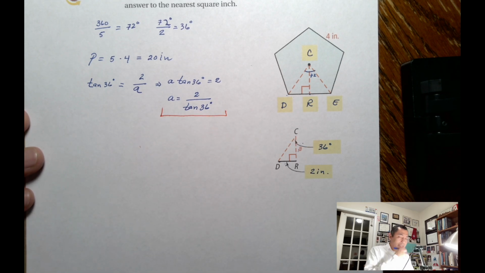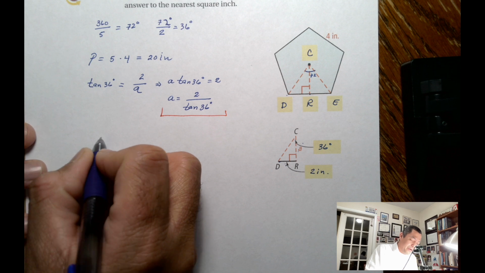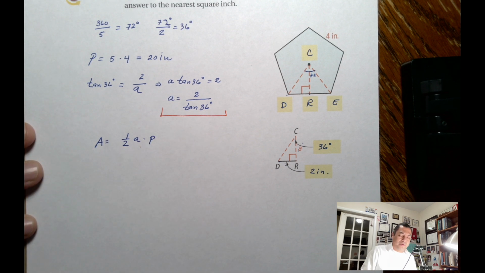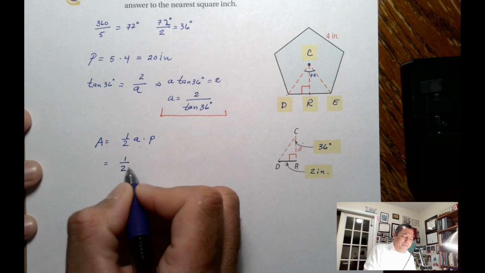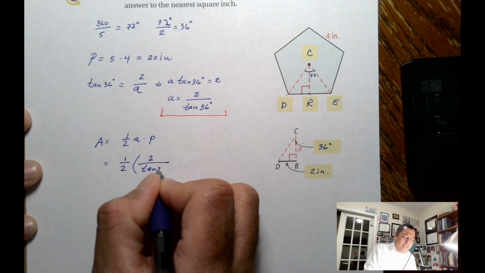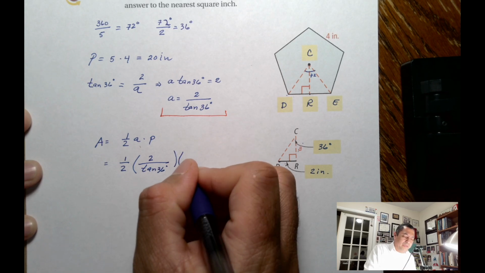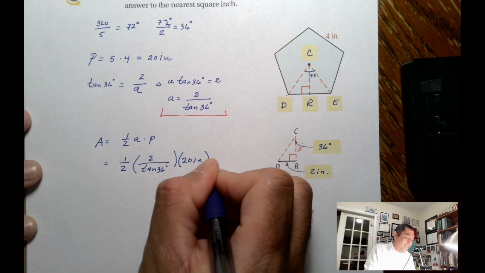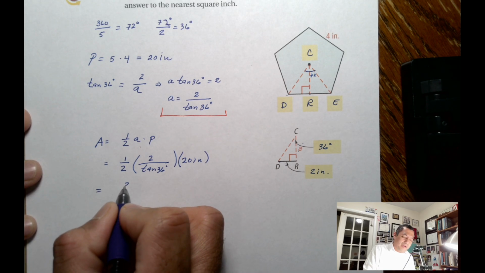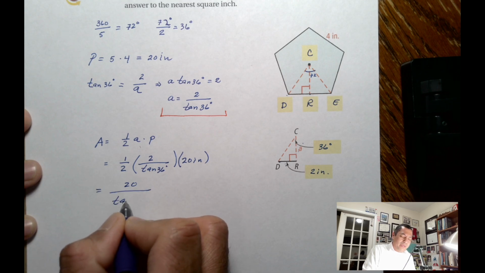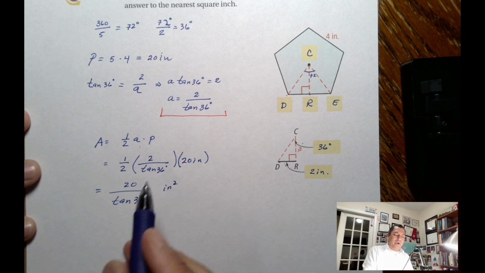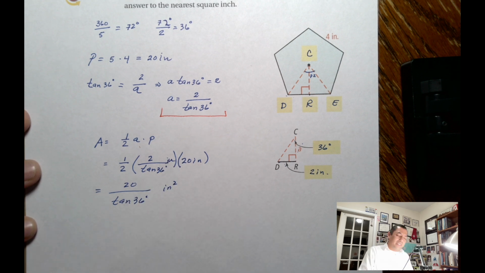Now what I'm going to do is substitute into the formula of the area. So area is equal to 1/2 the apothem times the perimeter. So this is equal to 1/2 times 2 over tangent 36 degrees times the perimeter, which is 20 inches. And what I'm going to have, this 1/2 cancels these two. So you're going to have 20 over tangent of 36 degrees. And remember, the area is inches squared because the units of this one is inches.